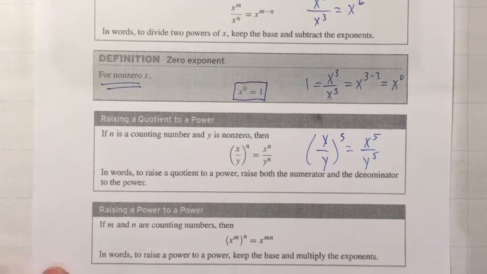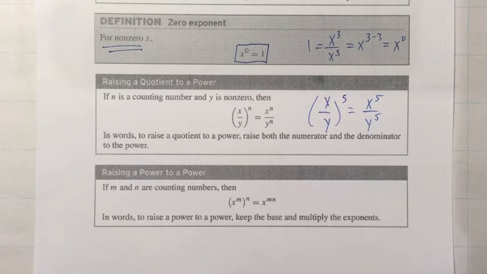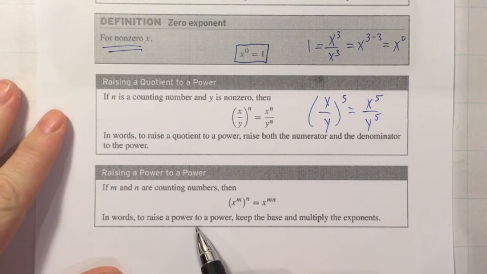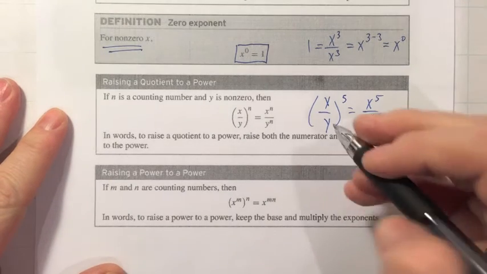So in words, to raise a quotient to a power, raise both the numerator and the denominator to that power. And then the last property that we're going to summarize here is the raising a power to a power rule. We haven't actually encountered this one yet, so I'll show you an example of it. If you have x to the m and you raise it to the n, that turns out to be x to the m times n, or in words, to raise a power to a power, keep the base the same and multiply the exponents.